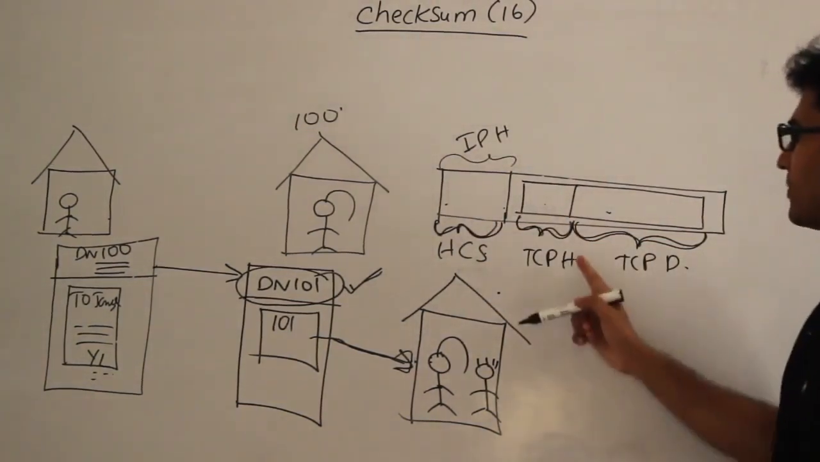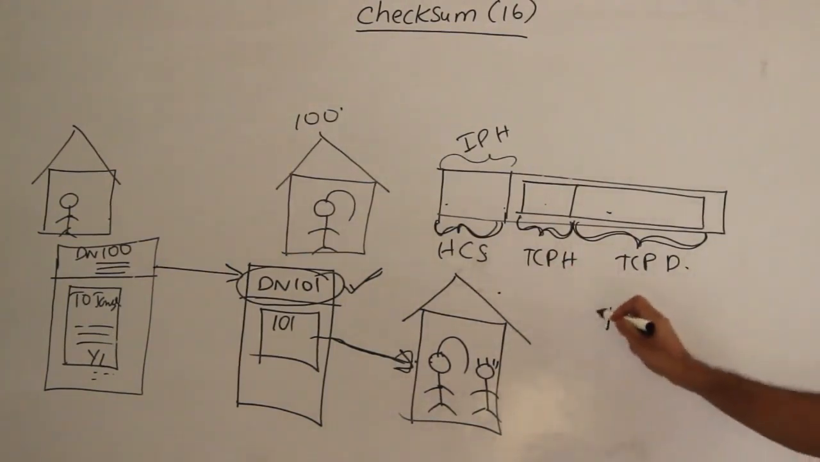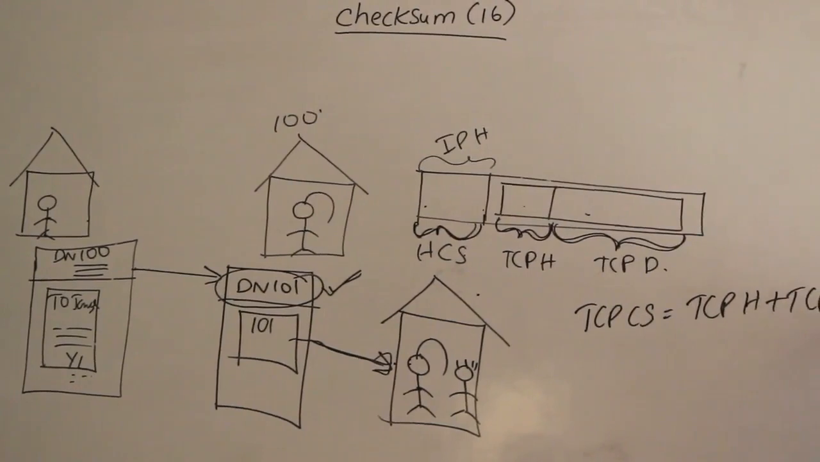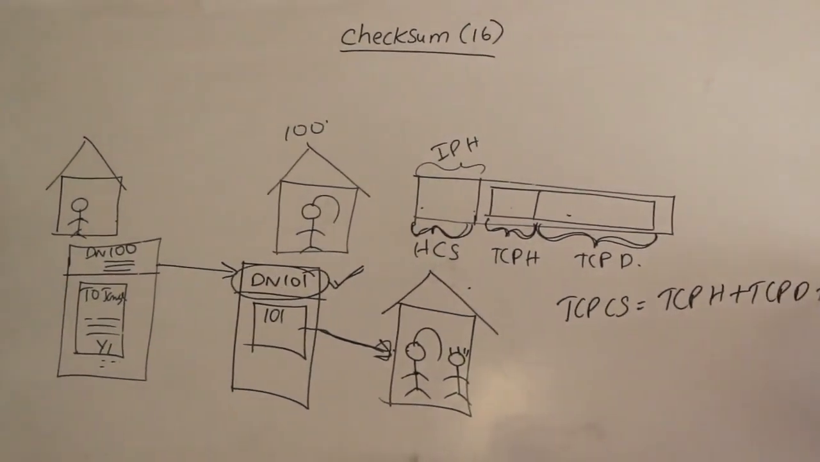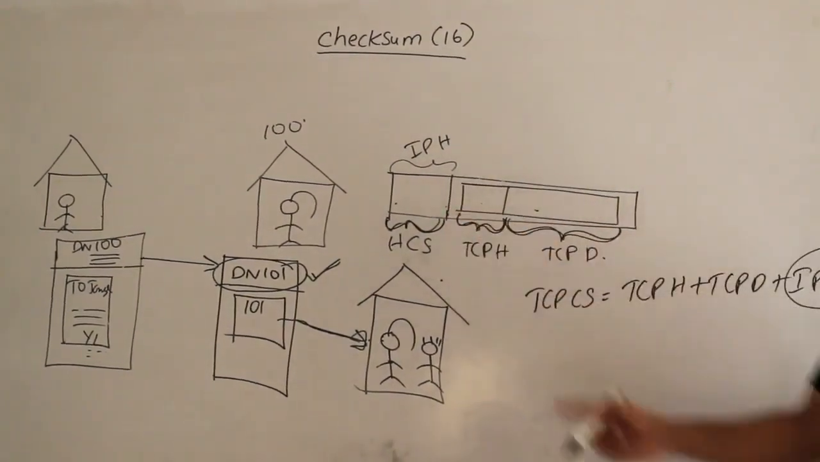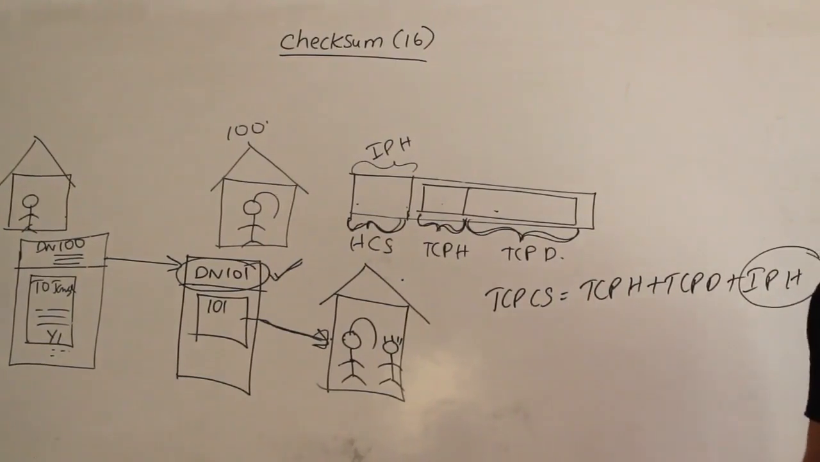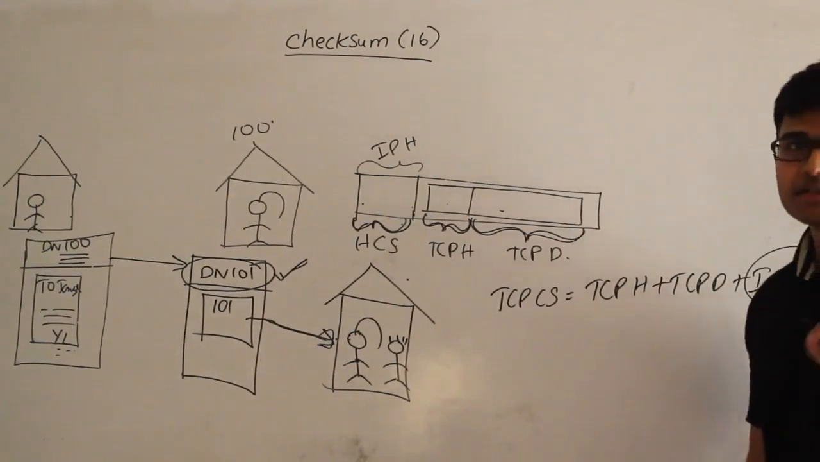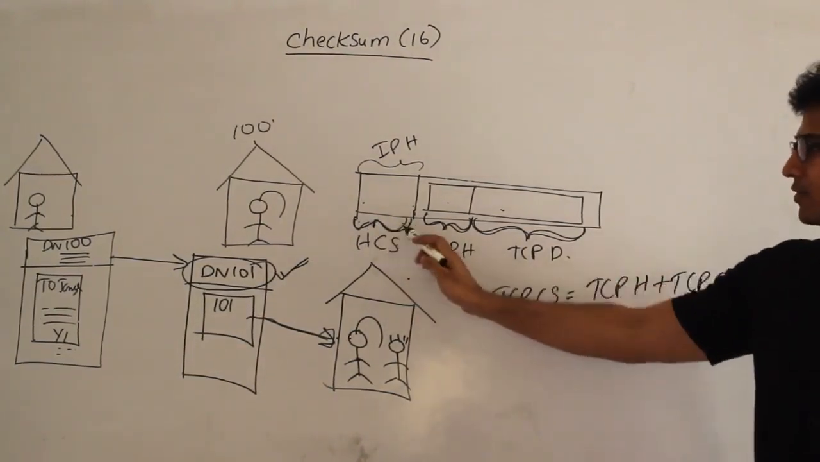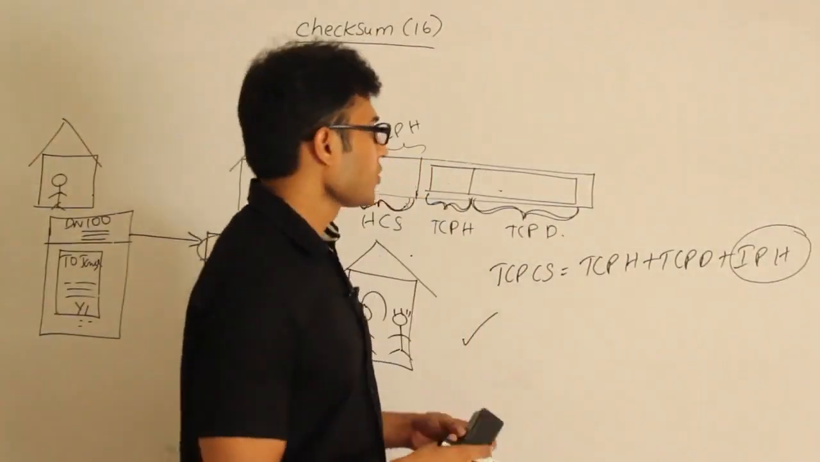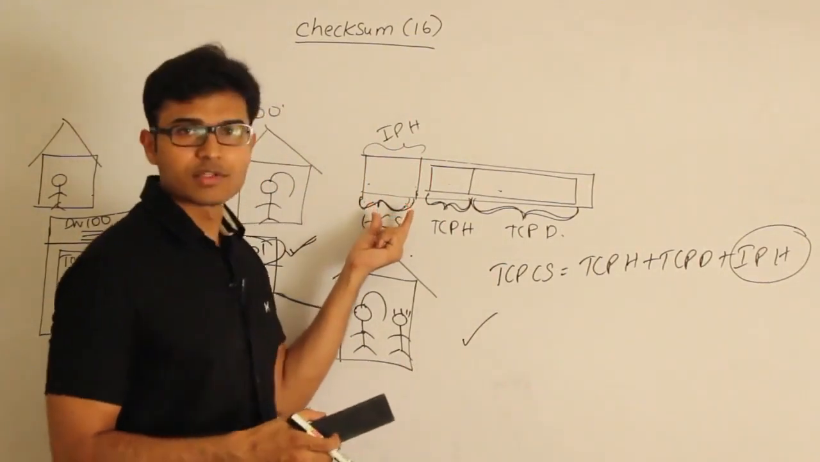So in the calculation of the TCP checksum, we are going to include TCP header plus TCP data plus IP header. But there is a small problem if I use the IP header here. If I use the entire IP header, at the sender we are going to get some value for the checksum, but by the time the packet is received by the receiver, the checksum might change. The reason is many of the fields in the IP header might change. So we are not going to include the total IP header.